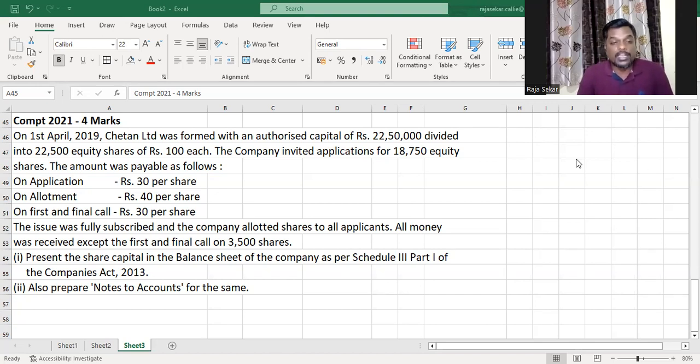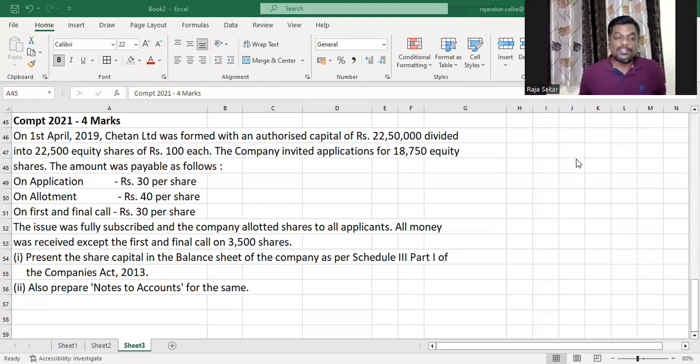On 1st April 2019, Chetan Ltd was formed with an authorized capital of rupees 22,50,000 divided into 22,500 equity shares of rupees 100 each. The company invited applications for 18,750 equity shares. The amount was payable as follows: on application, allotment, first and final call. The issue was fully subscribed and the company allotted shares to all the applicants. All money was received except the first and final call on 3,500 shares.